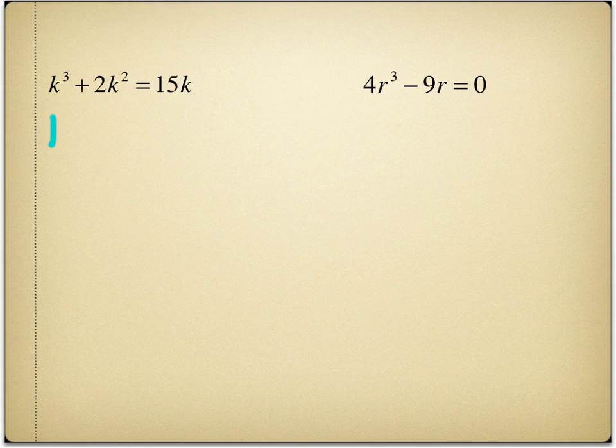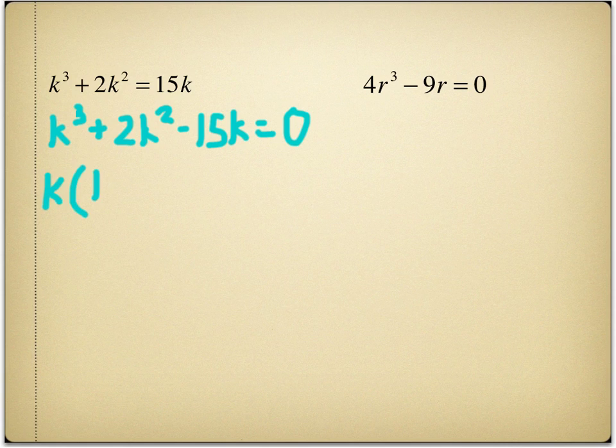Now, again, our first step here is we'd like to get everything equal to 0. So I do that first by subtracting 15k on each side, like that, equaling 0. Now, look what we have here. Remember, we've always harped on looking for common factors. Sure enough, that's what we have here. Each of these terms has a k in common. So I factor that out, and when I do, then I have one less k in the parentheses here.